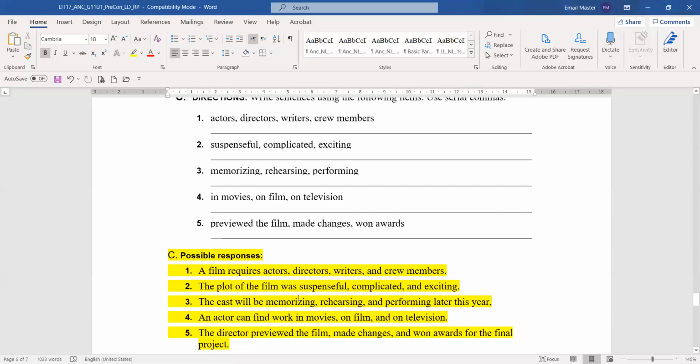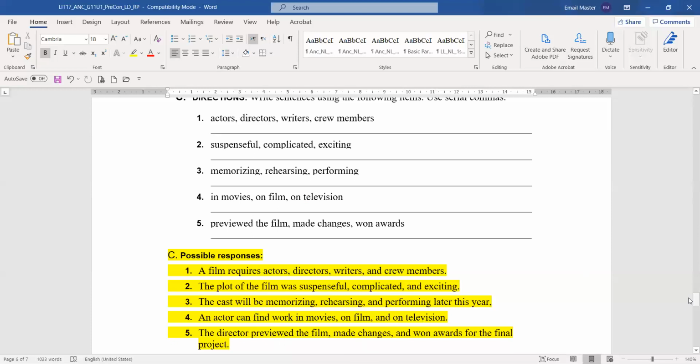Number 3, the cast will be memorizing, rehearsing, and performing later this year. Number 4, an actor can find work in movies, on film, and on television. Number 5, the director previewed the film, made changes, and won awards for the final project.